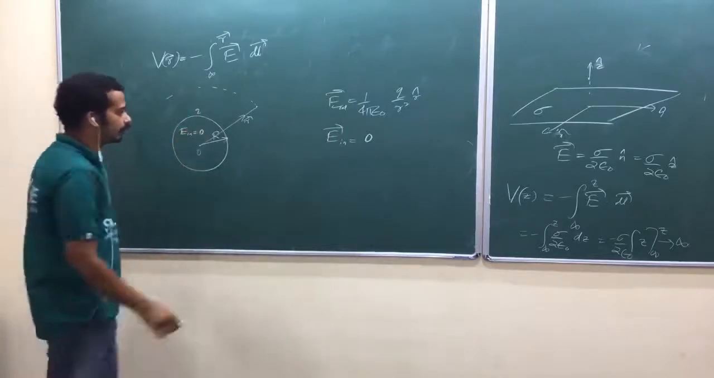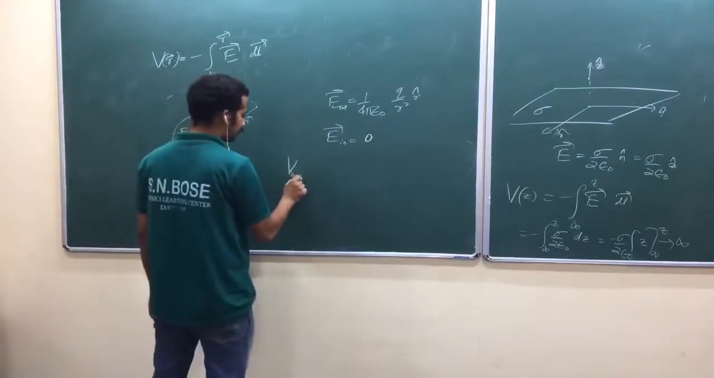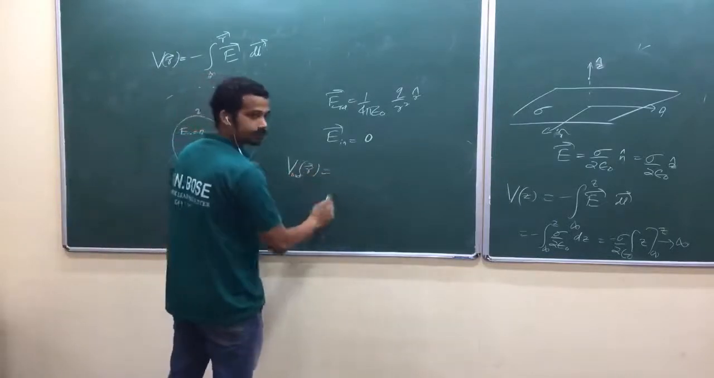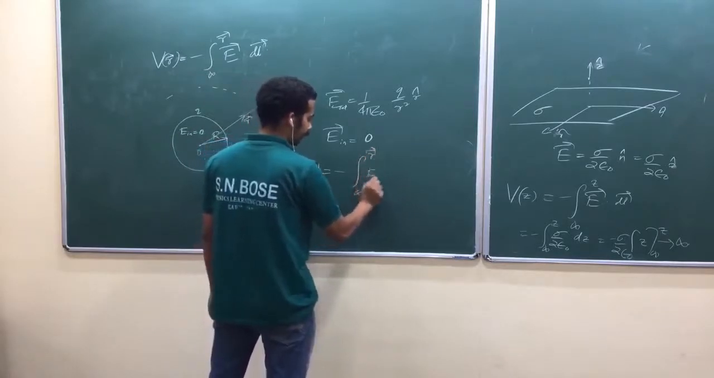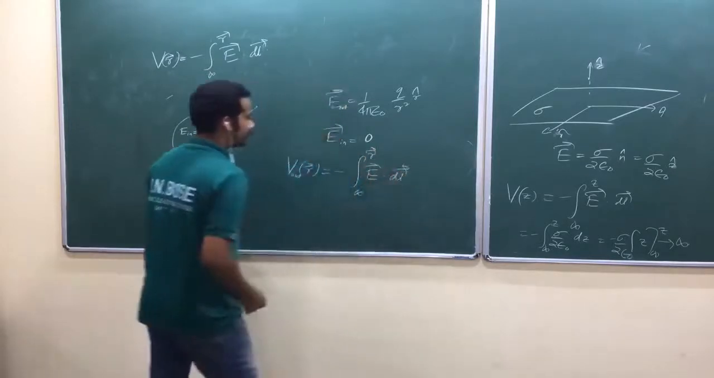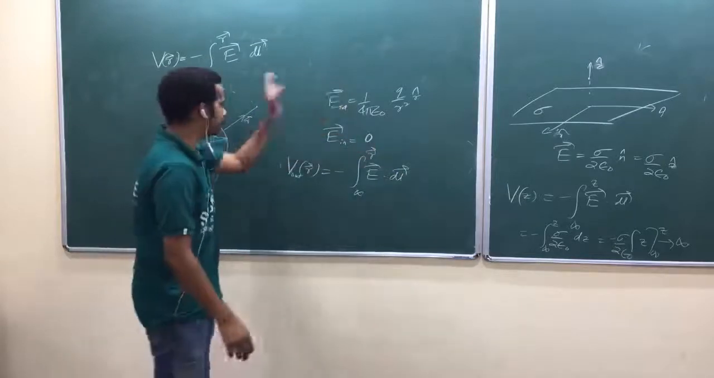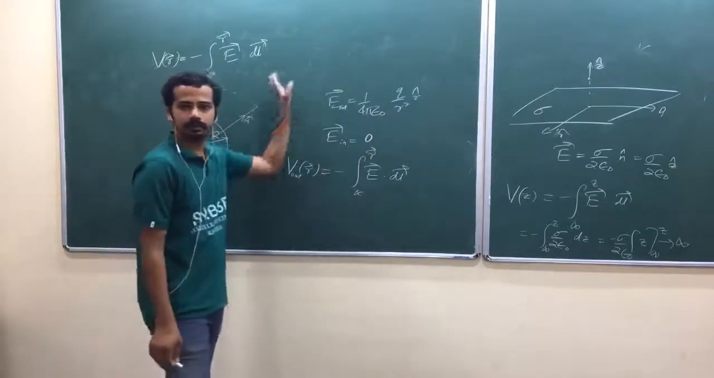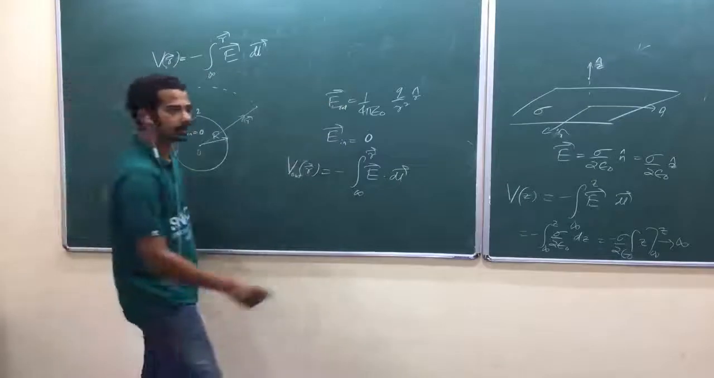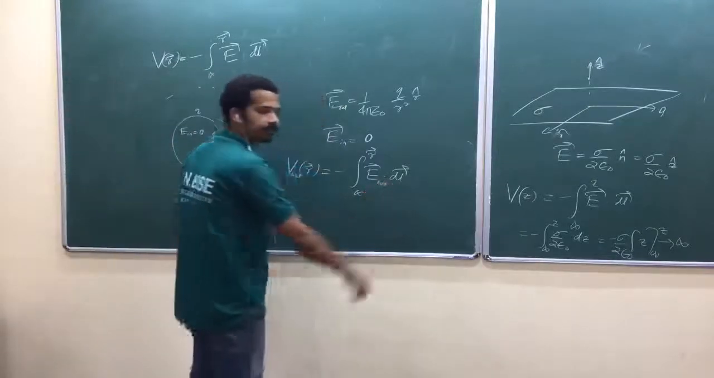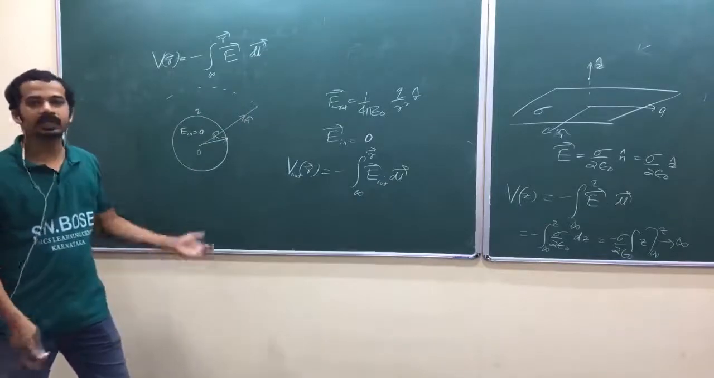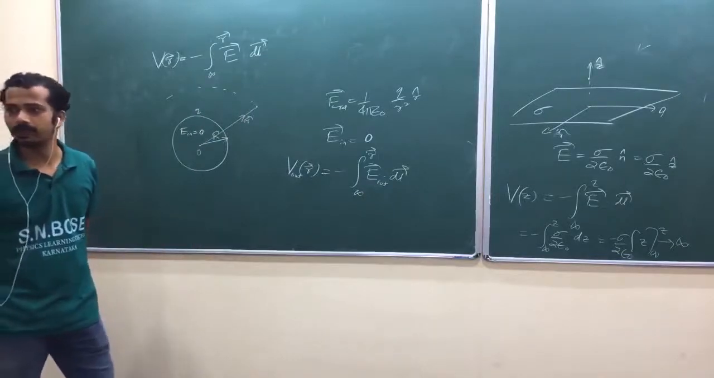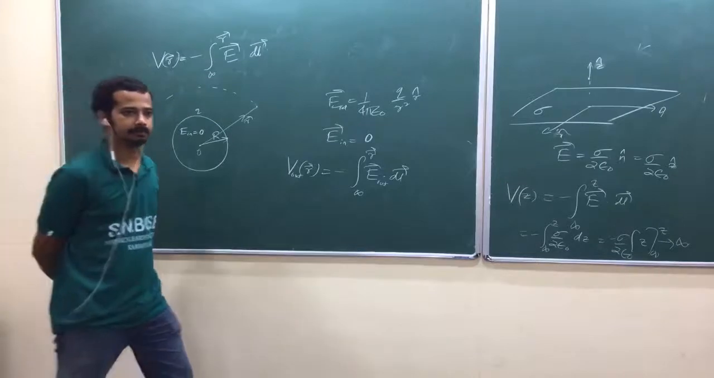Okay. Now I want to find potential outside at a point R from the origin. Then infinity to R, E bar dot dl bar. If you are integrating this electric field from infinity to this point, obviously you are talking about outside region. You have to take electric field outside. Isn't it? You can take any path from infinity. Why? Again, it is independent of the path.